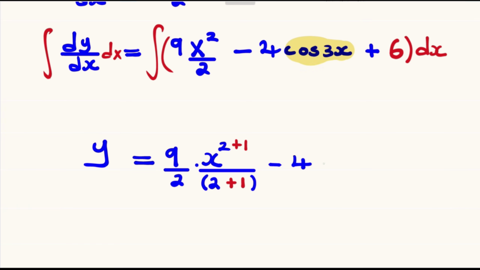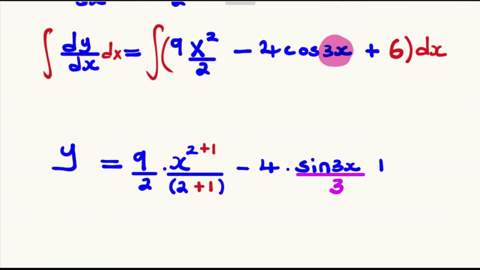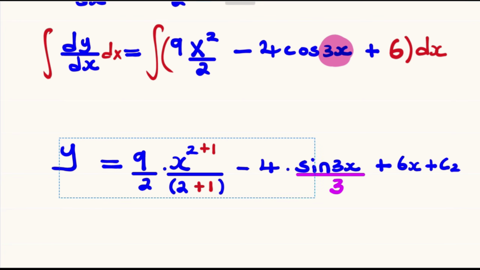which is equal to the sine 3x. When we were differentiating, we would multiply by the derivative of that inner function, the 3x. Since we are integrating, the derivative of the 3x is 3, so we divide by that. We divide by the 3, plus the integral of 6, which is equal to 6x, plus our new constant, we can call it constant 2.